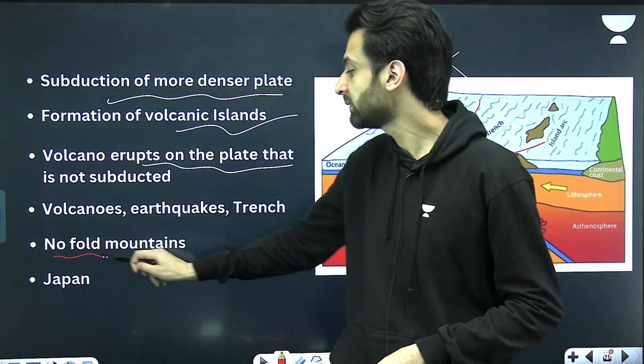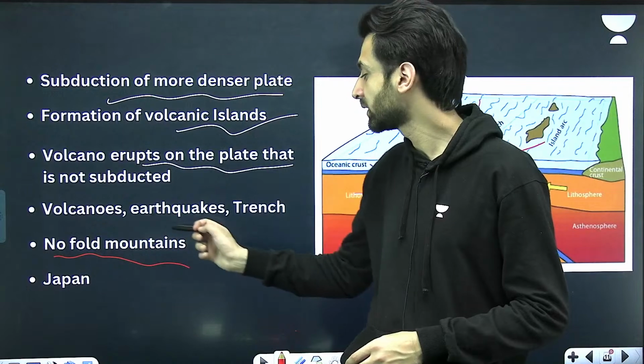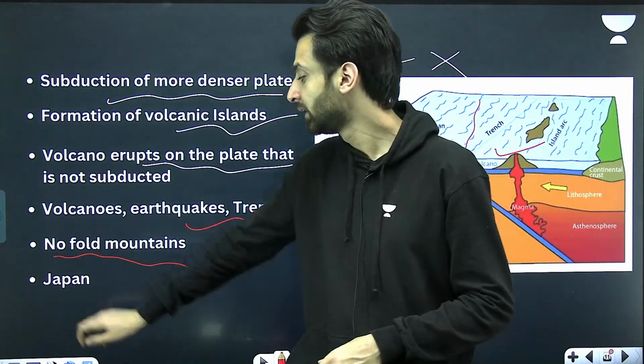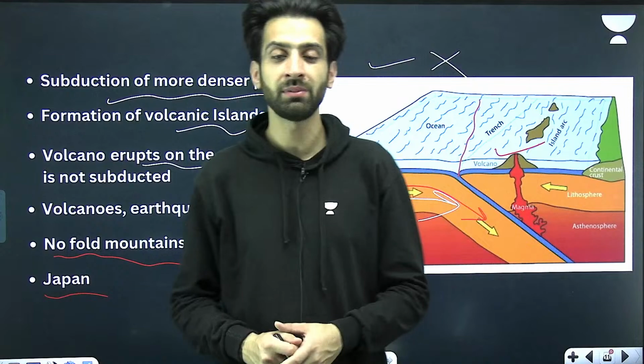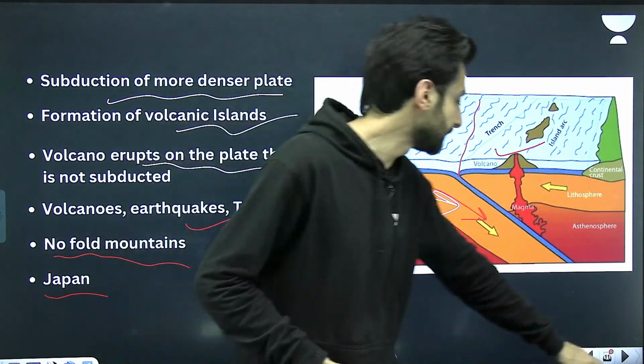So there will not be fold mountains. Very important. You will have volcanoes, earthquakes, and trench formation as well, but not the fold mountains. And there is an example, that is Japan. This is how things will be.